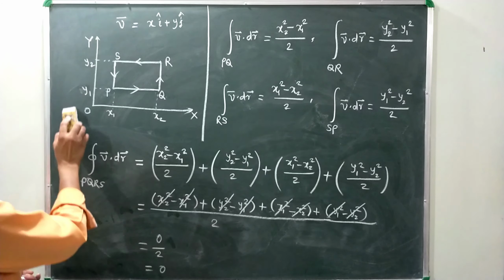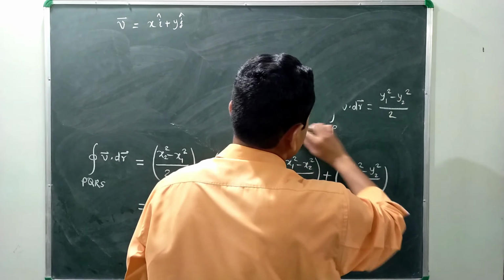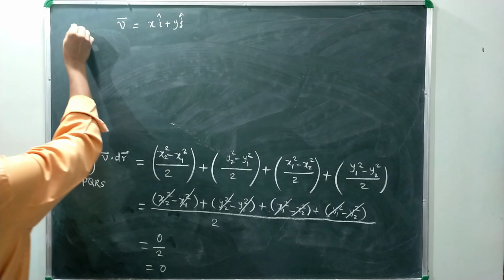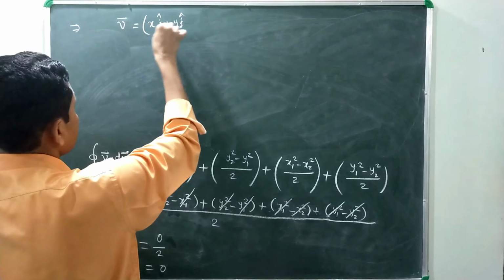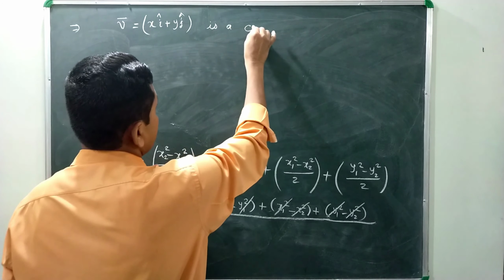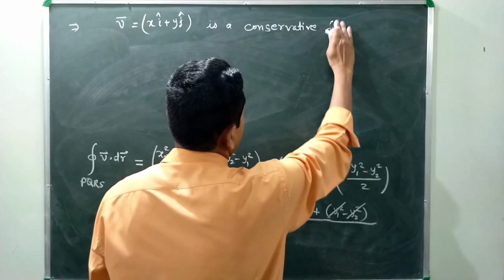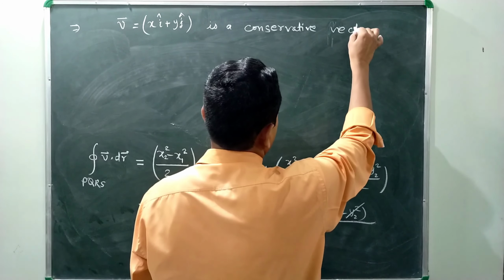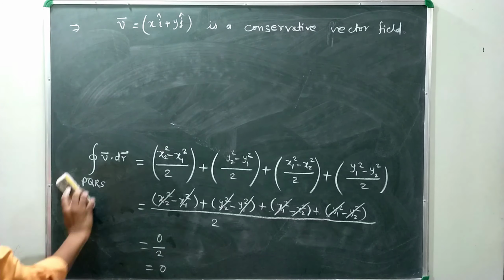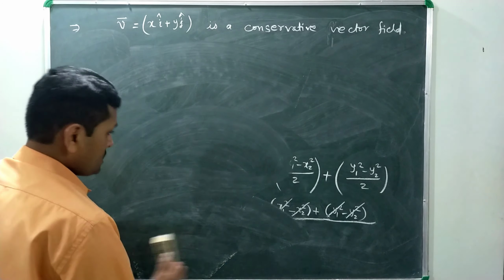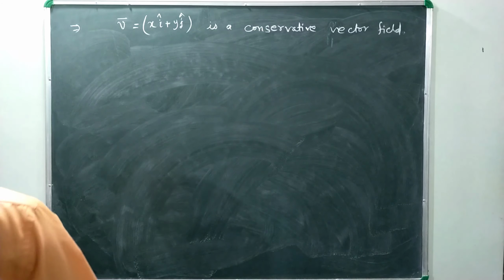So we may say from this result that vector v equal to x i cap plus y j cap is a conservative vector field. Now we are going to simplify the definition of the conservative vector field.